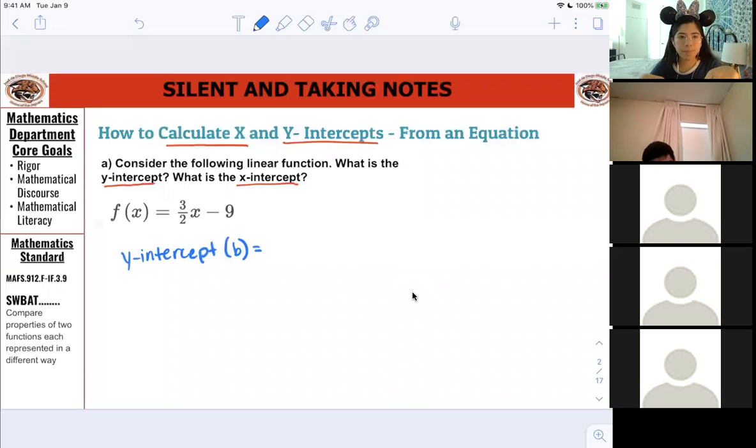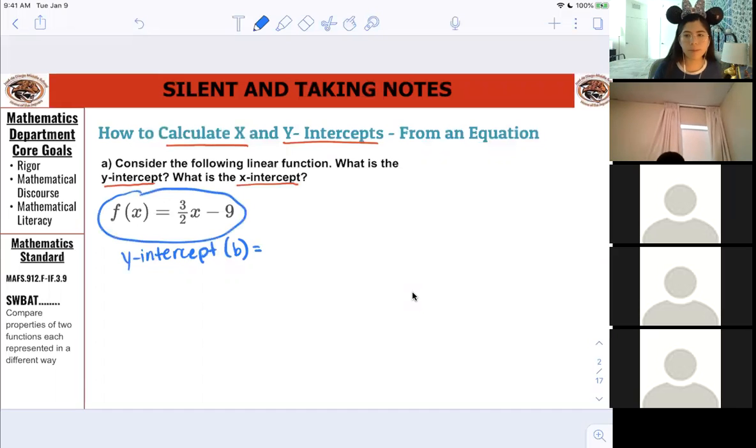What form is this in? Is it standard form, point slope form, slope intercept form? What is it? Anyone? Slope intercept. Not standard, slope intercept.